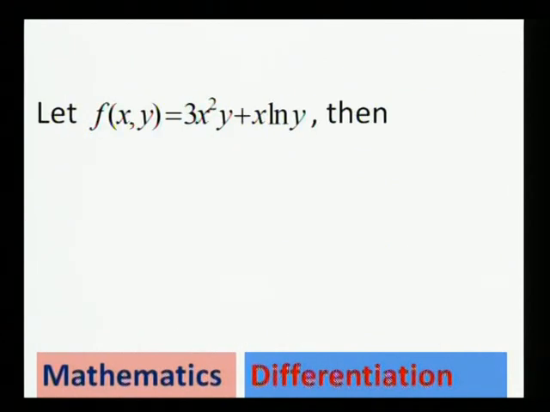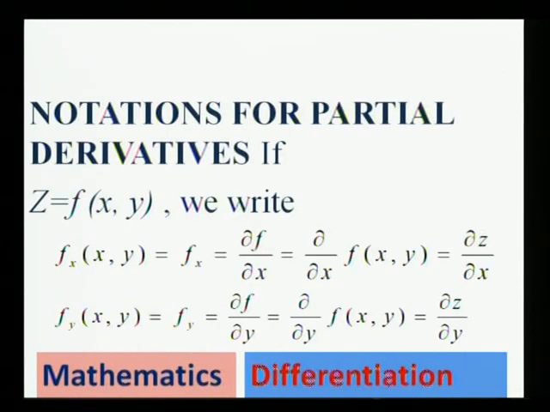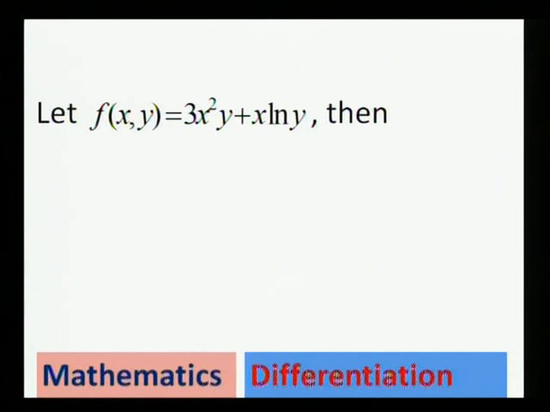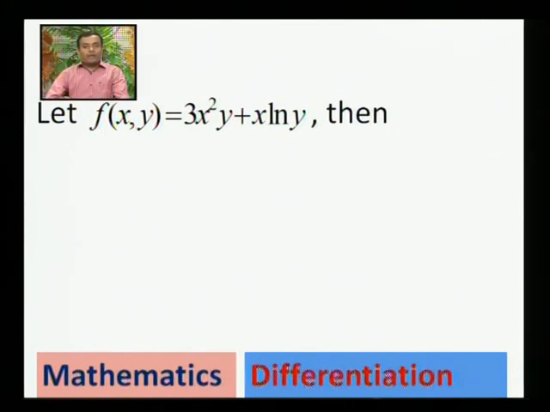So now let us see how to evaluate the partial derivatives. Let f(x,y) equal 3x² y plus x ln y. We know the derivative of a standard function of one variable, so we are going to use that fact here. Here f(x,y) is 3x² y plus x ln y. First of all we will find the partial derivative with respect to x. In that case we will treat y as a constant.